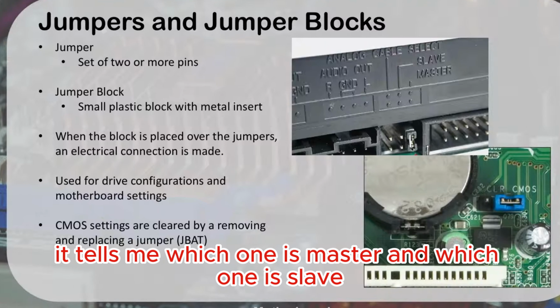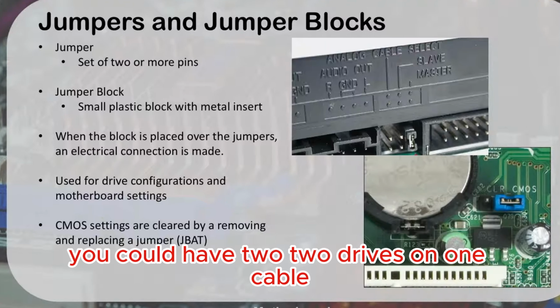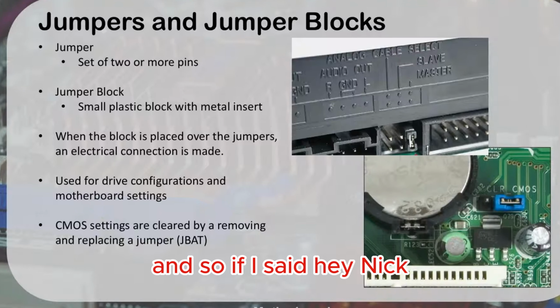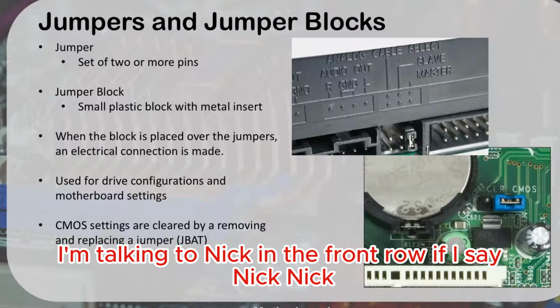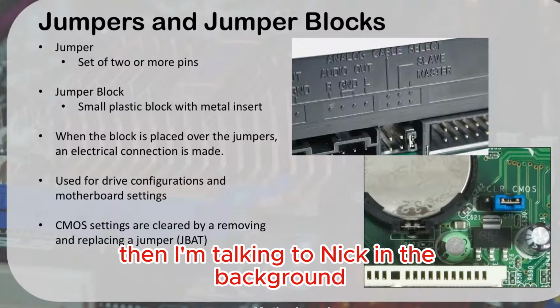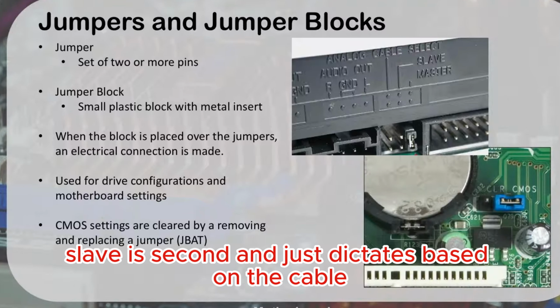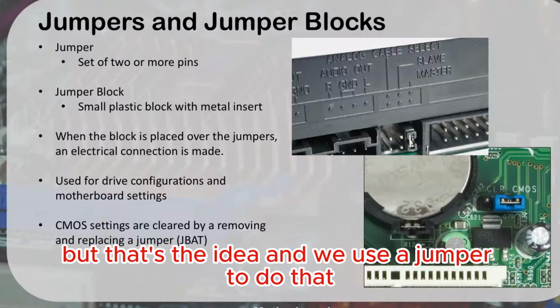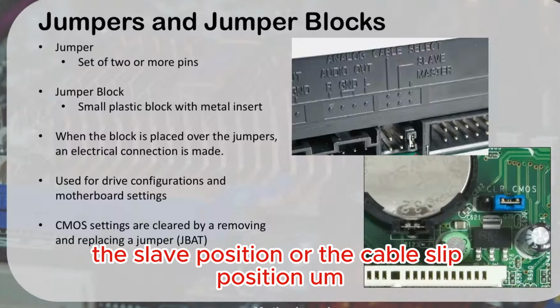On this drive, for instance, it tells me which one is master and which one is slave. We'll talk about that when we get to storage. But essentially, in the older days, you could have two drives on one cable. It's like having 2 Nicks in this class, right? If I said, hey, Nick, you both are going to answer up, I would say, okay, the first time I say Nick, I'm talking to Nick in the front row. If I say Nick again, then I'm talking to Nick in the back row. That's the master-slave relationship. Master is first, slave is second. It just dictates, based on the cable, which one's going to answer up first. We'll talk about that more in storage, but that's the idea. And we use a jumper to do that. We can just move it from the master position to the slave position or the cable select position.